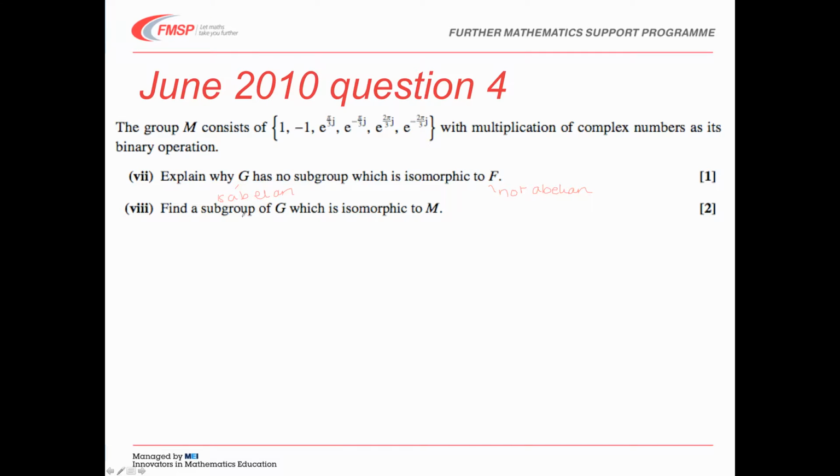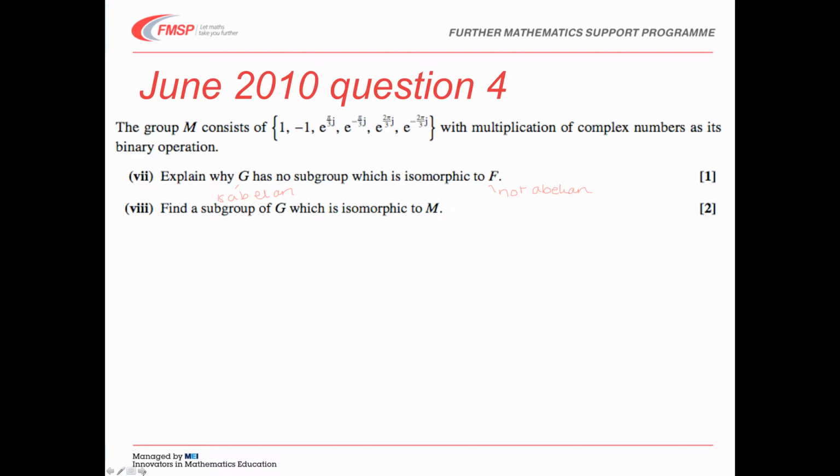Okay, so in that case, it's fairly obvious that you can't have that subgroup. You could also look at the order of the elements, and it turns out that you can have subgroups of, for example, F isn't cyclic, but abelian's the main one that they're probably looking for here. But we need to then find a subgroup of G which is isomorphic to M. So we want something where we've got an order 6 subgroup, a subgroup of order 6.